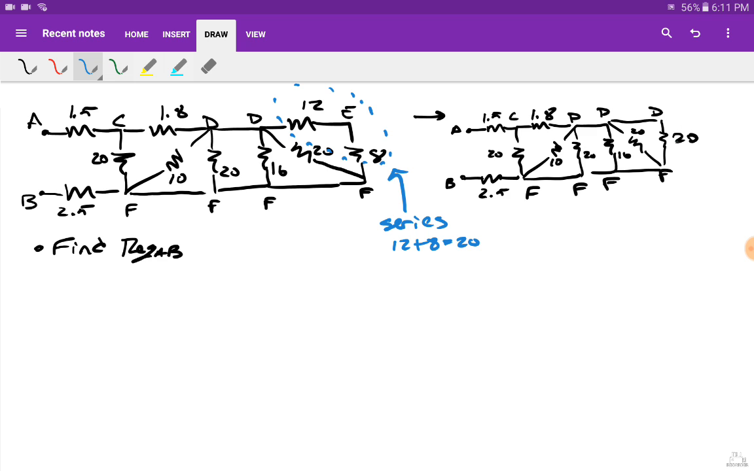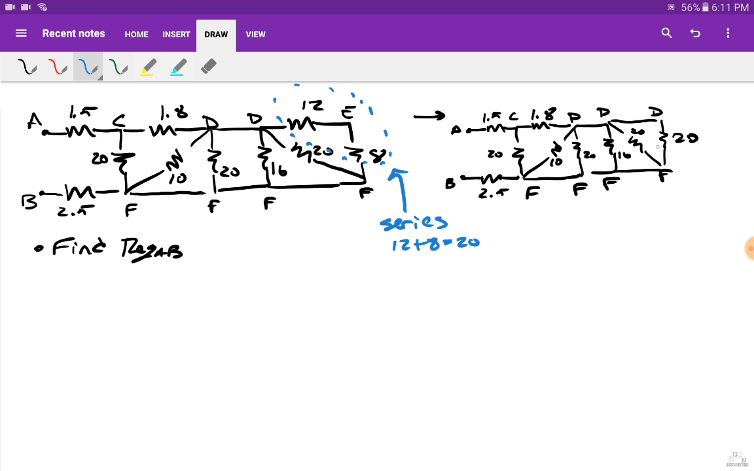If you look at this resistor, 20 is sitting between D and F. Okay, good. This resistor 20 is sitting between D and F. Okay, well, if this is between D and F and this is between D and F, remember the definition of series is they both have to be between the same two nodes. So these two right here are in parallel.